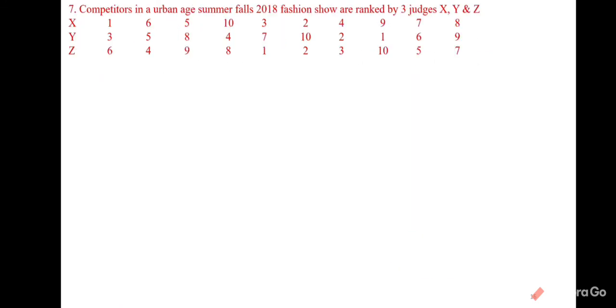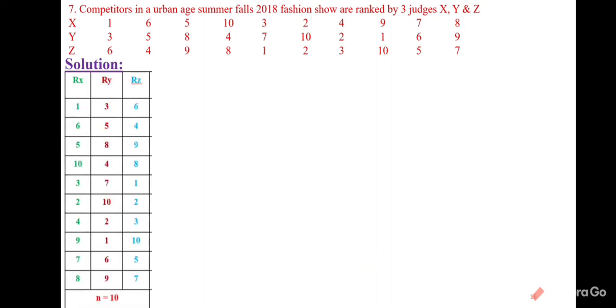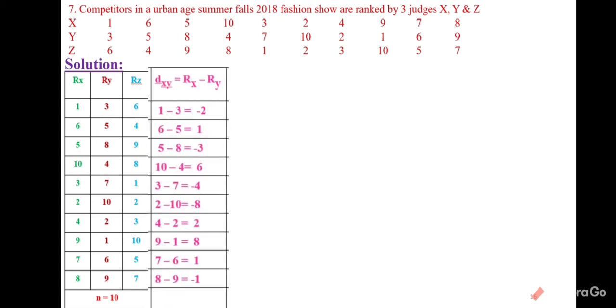Suppose 3 sets of values are given. Only ranks are given, by the judges in 3 ways. What you have to do is again consider ranks only, for X, Y, and Z. So we take X values, Y values, Z values in rank. Then first you need to find the difference of X and Y.